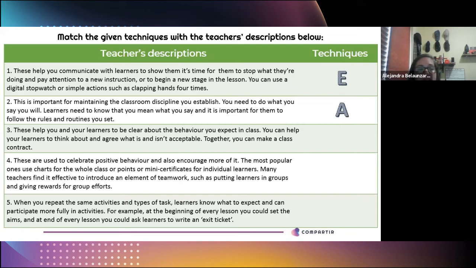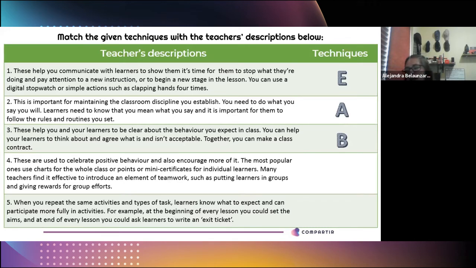Then number 3, these help you and your learners to be clear about the behavior you expect in class. You can help your learners to think about and agree what is and isn't acceptable. Together, you can make a class contract. So how would you call that? Letter B, okay, yes. Those would be the classroom rules, okay?